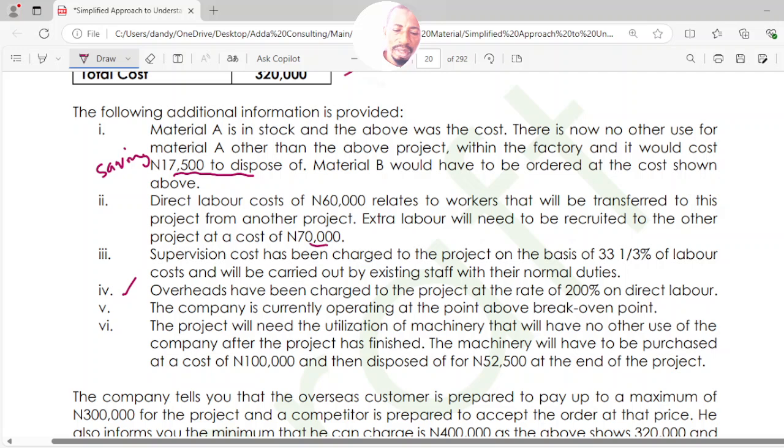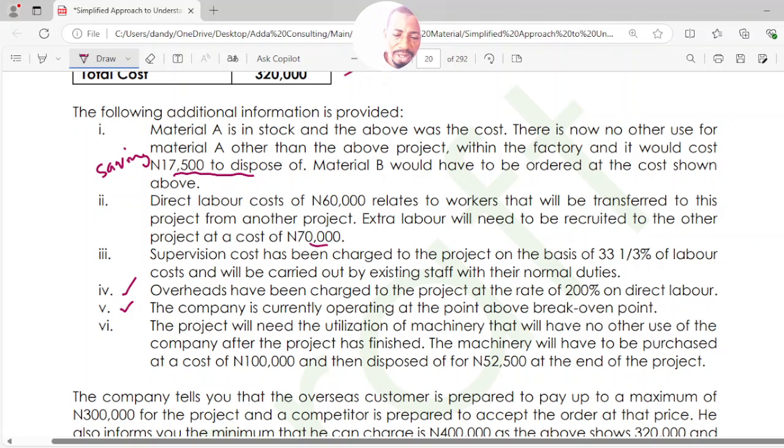The next item, you are now told that the company is currently operating at a point above break-even point. If a company is currently operating at a point above break-even point, it means that the company is profitable. Because break-even point is the point of no gain, no loss, where your total revenue equates the total cost. If a company is operating at a point below break-even point, it means that the company is making loss. So this is just for information purposes. This should guide you whenever you are preparing your report.